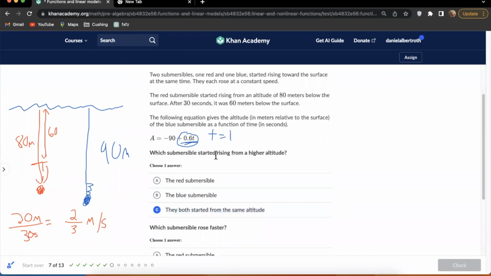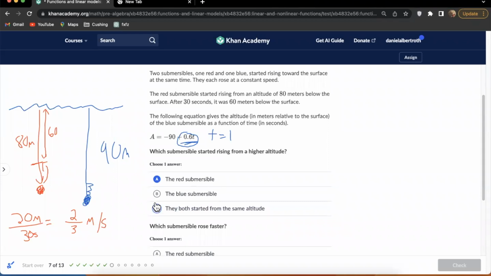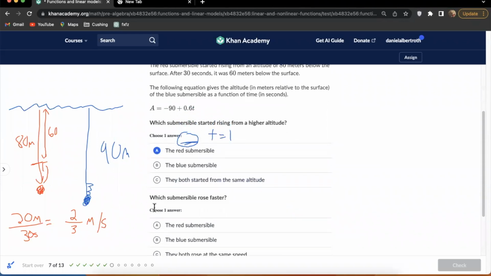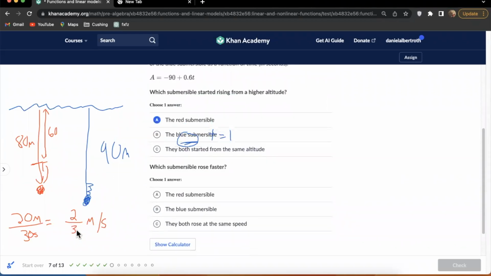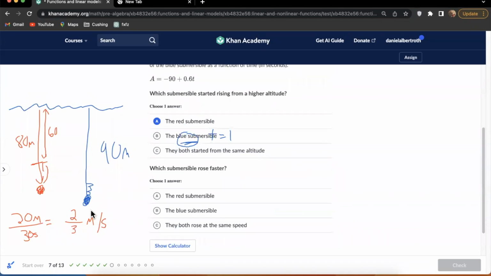So the first question says, which submersible started rising from a higher altitude? That's kind of a weird question. I think the red one is starting at a higher altitude because it's closer to the surface. Which submersible rose faster? The red submersible is going 2/3 of a meter per second.